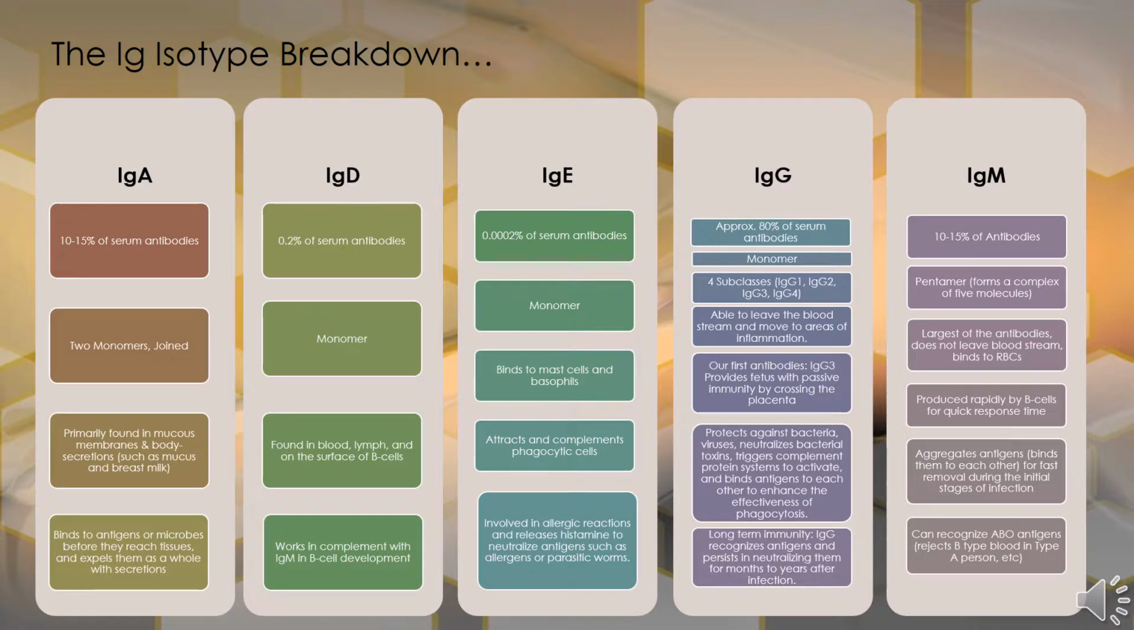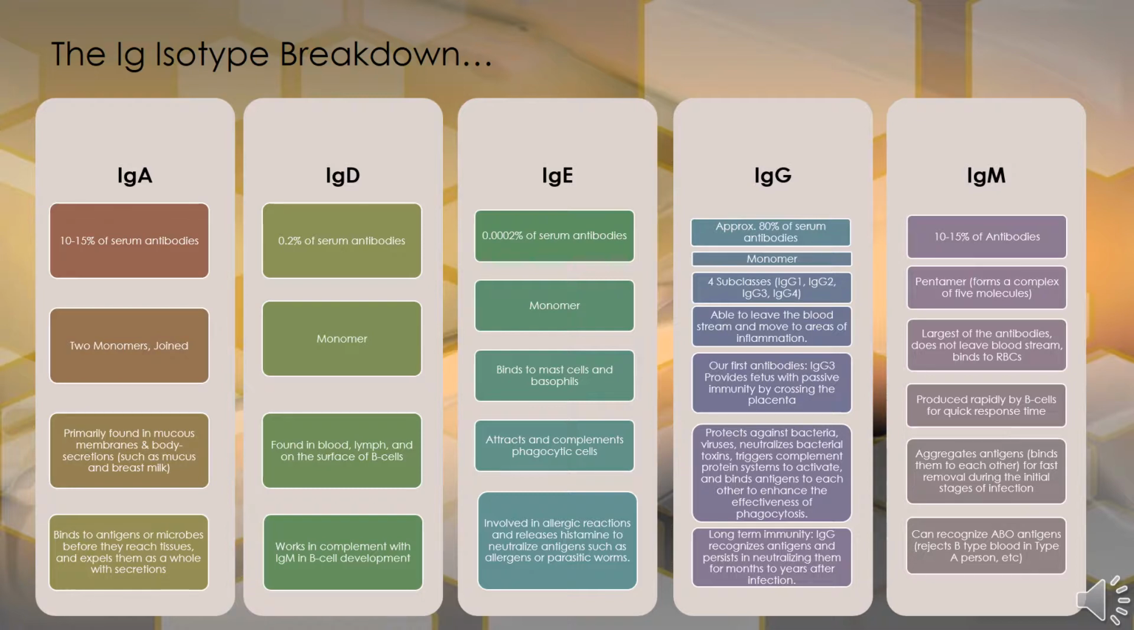IgM. IgM makes up 10 to 15% of antibodies. It's a pentamer, which forms a complex of 5 molecules. IgM is the largest of the antibodies. It does not leave the bloodstream, and it binds to red blood cells. IgM is produced rapidly by B cells for quick response time. It aggregates or binds antigens to each other for fast removal during the initial stages of infection.